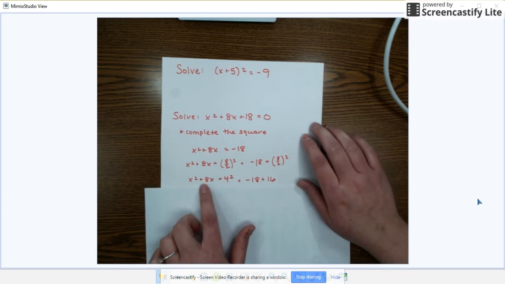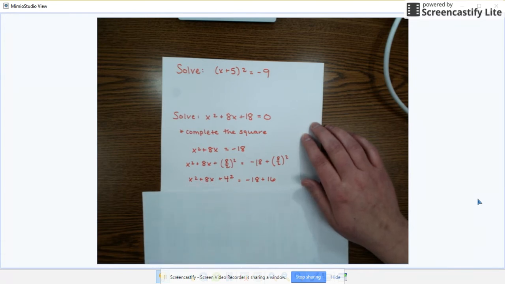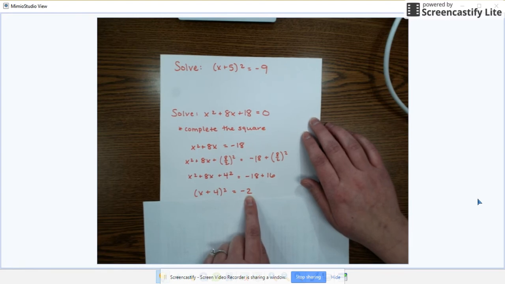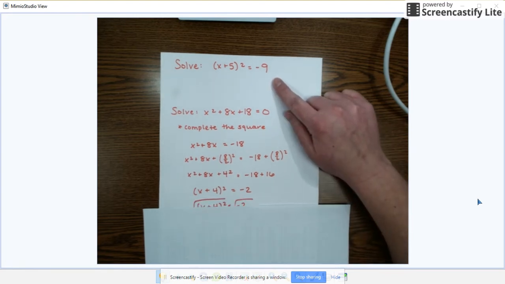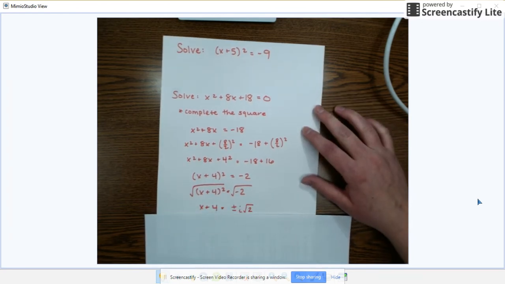Okay, left side now needs to be factored. So this becomes x plus 4 quantity squared. Simplify the right side, you get a negative 2. Now this looks like our problem above. So now we can take the square root of both sides. On the left side, you're left with x plus 4.